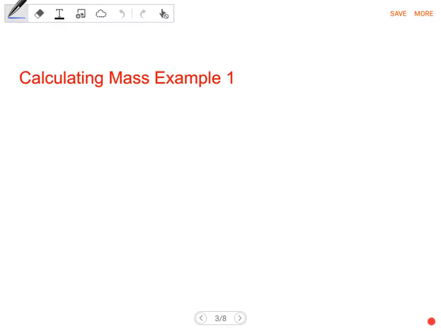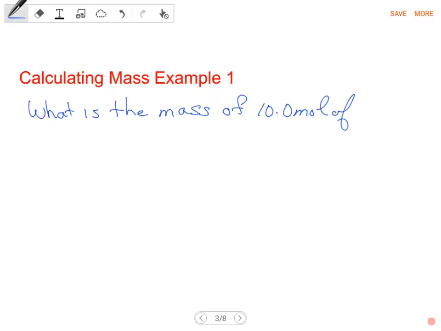All right, let's calculate the mass. A typical question, this is out of your textbook: what is the mass of 10.0 moles of water? Which of your two formulas are you going to use? We're going to use m equals nM. So we need to know our moles and our molar mass. Luckily in this question, they have shown us that we have 10 moles.